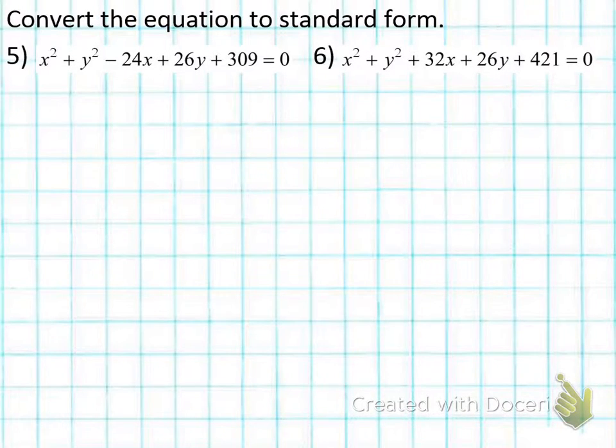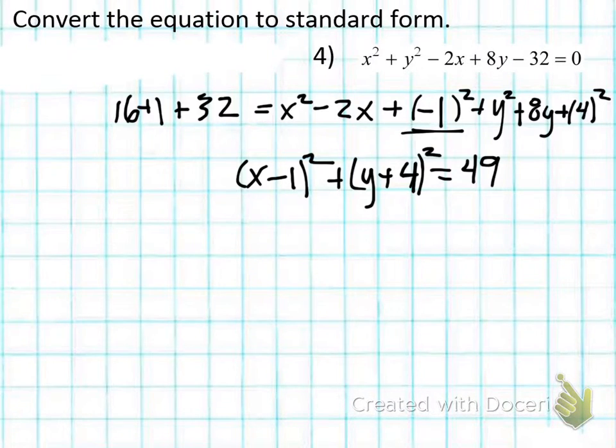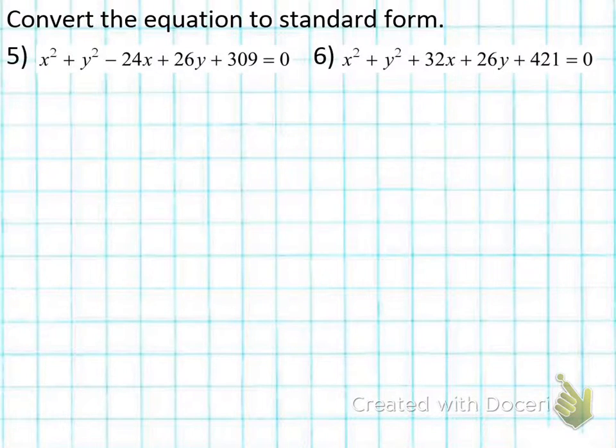Okay, and then after problem number 4 in class, we went ahead and went to independent practice, but in case you're watching this looking for a little more help, I'll go over another problem. So number 5, we would start by subtracting 309 to the other side. Okay, you move the constants over.